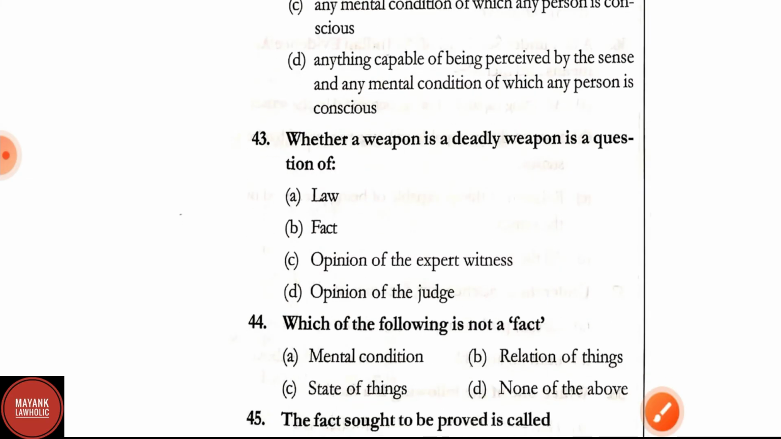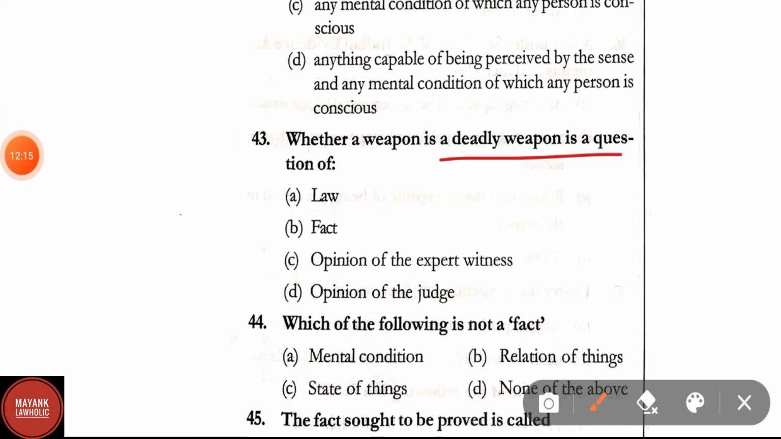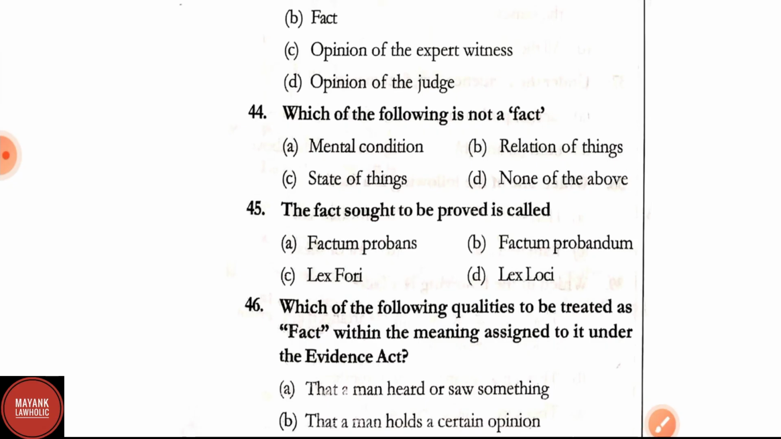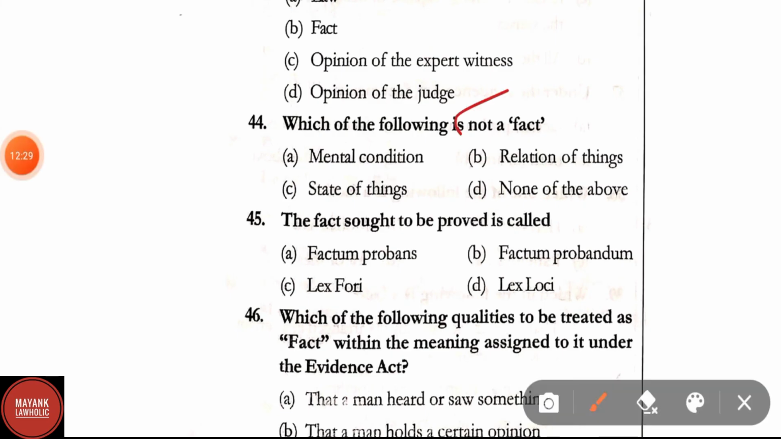Question number 43. Whether a weapon is a deadly weapon is a question of option A, law, option B, fact, option C, opinion of the expert witness, option D, opinion of the judge. Correct answer is option B, that is fact. Question number 44. Which of the following is not a fact? Option A, mental condition, option B, relation of things, option C, state of things, and option D, none of the above. Correct answer is option D, none of these.